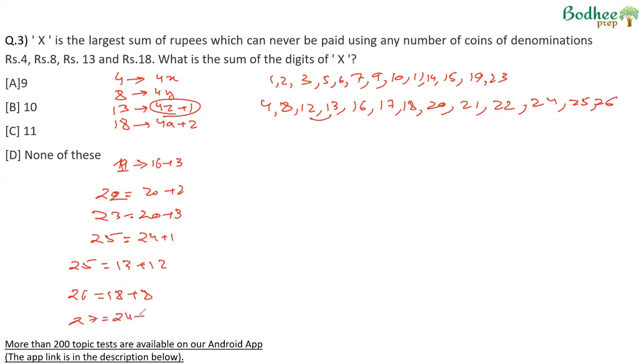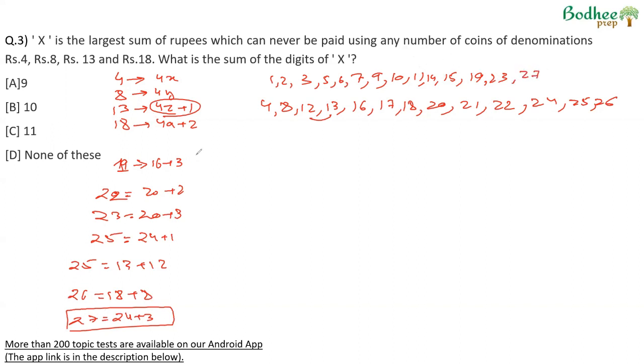27 is 24 plus 3. This will be an issue again, because if we subtract 13 from 27, we're left at 14, which we are not able to create. And there is no other odd number. So 27 can't happen.